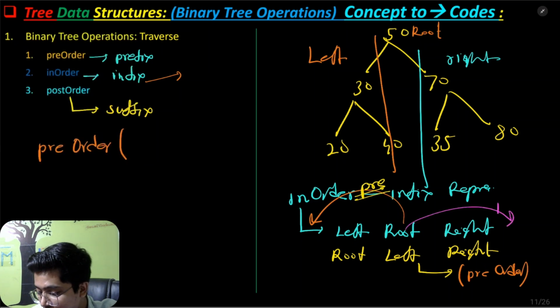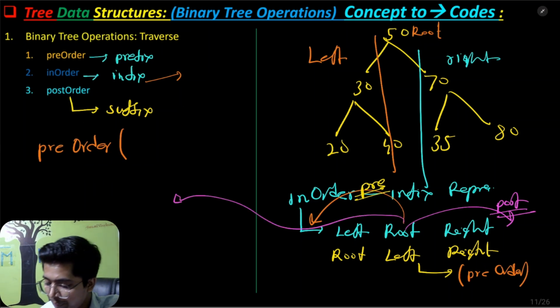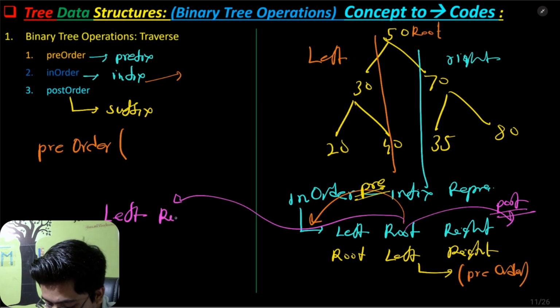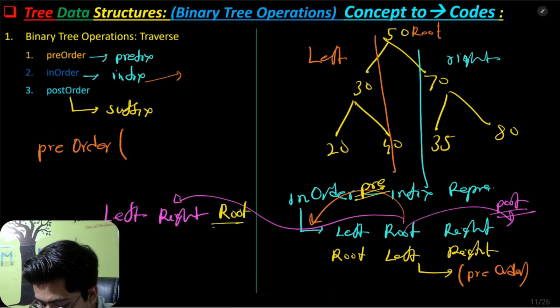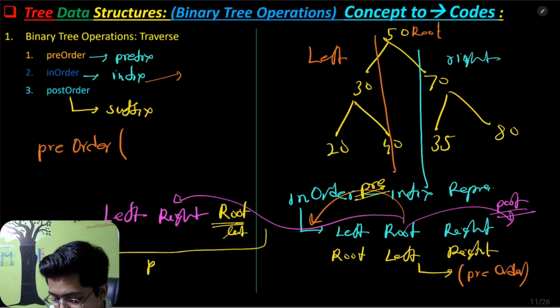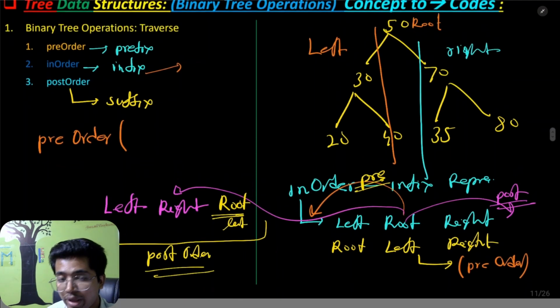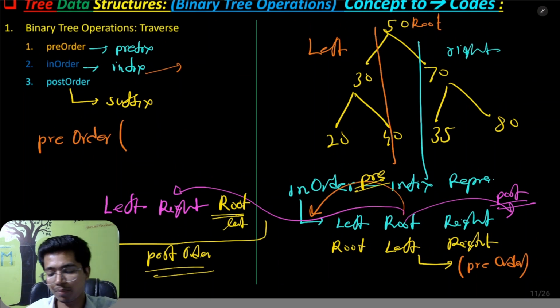And if this root is brought at the last, that means at the post position, the new orientation becomes like this: first there will be left, then there will be right, and the root comes at the post position. So root is at the last position, or post position, and this type of orientation is called post-order traversal. So this is in-order, pre-order, post-order. In today's video, we'll again recap in-order, pre-order, and post-order.